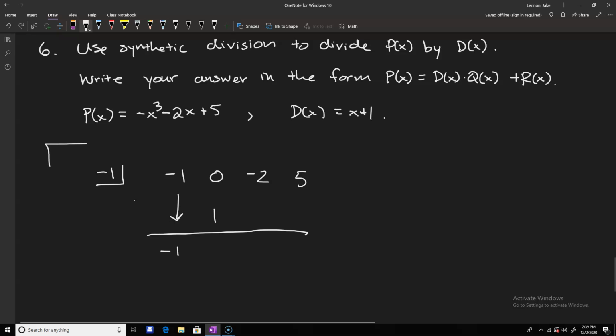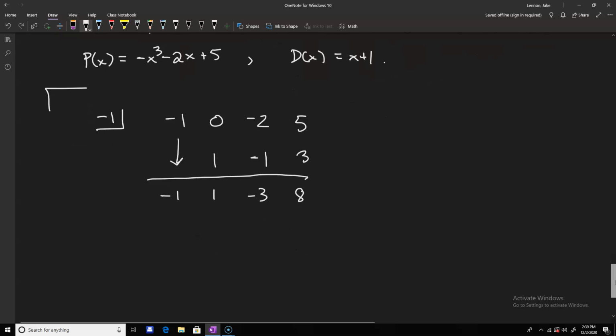So everything below the line we're going to be multiplying by -1. Now to get the next term we add. 0 plus 1 is 1. Multiply 1 by -1. Bring that above the line. Add -2 plus -1, which is -3. Take that -3, multiply it by the -1. And we get +3, and then add, and we get 8. So now we're done since we've finished with that last column.